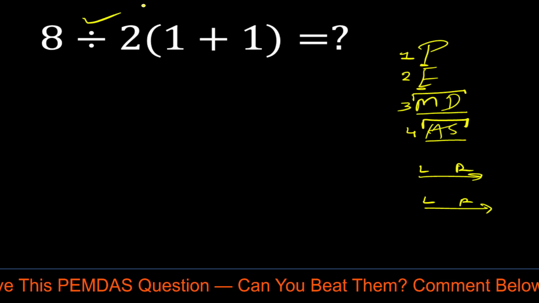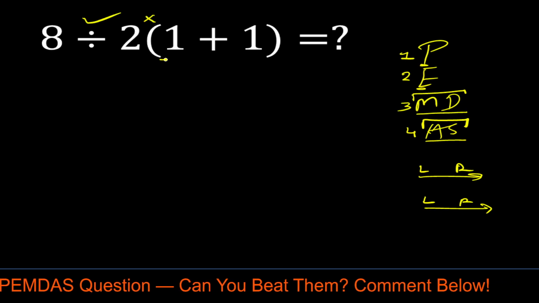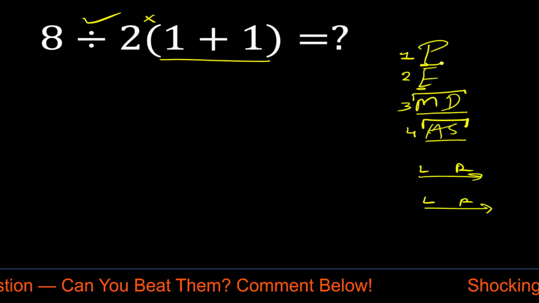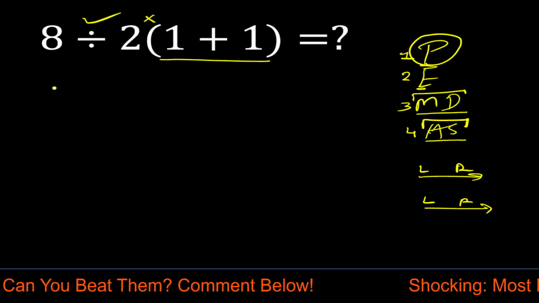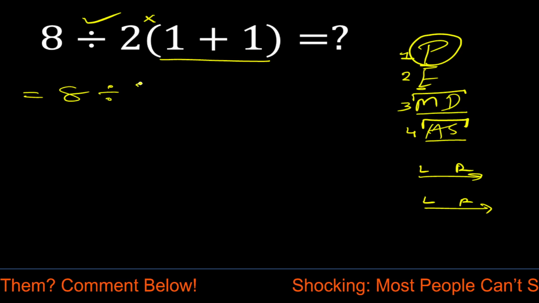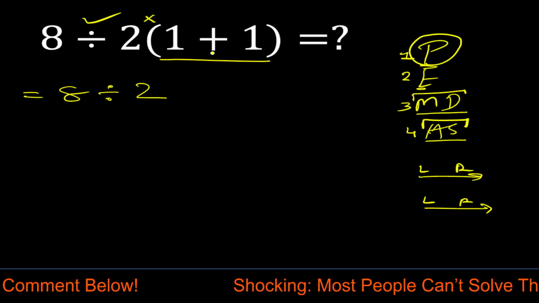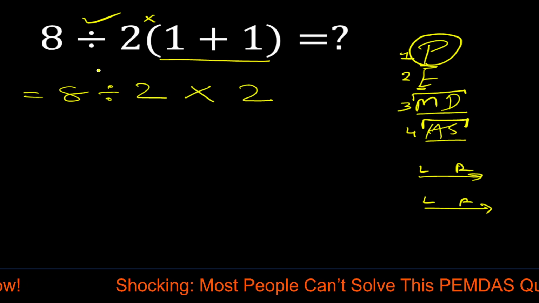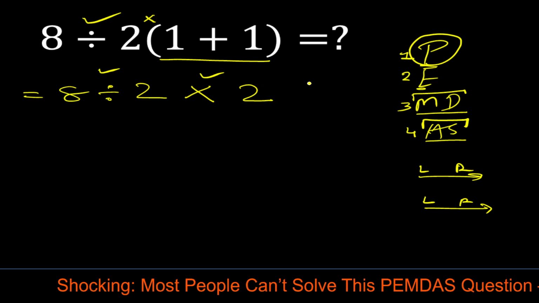So in this question, here we have division, here multiplication, and here we have one parenthesis, right? So according to PEMDAS rule, first we have to solve parenthesis. So now 8 divided by 2. Now solve this parenthesis, 1 plus 1 is equal to 2. So times 2, right? Now here we have division and here multiplication.